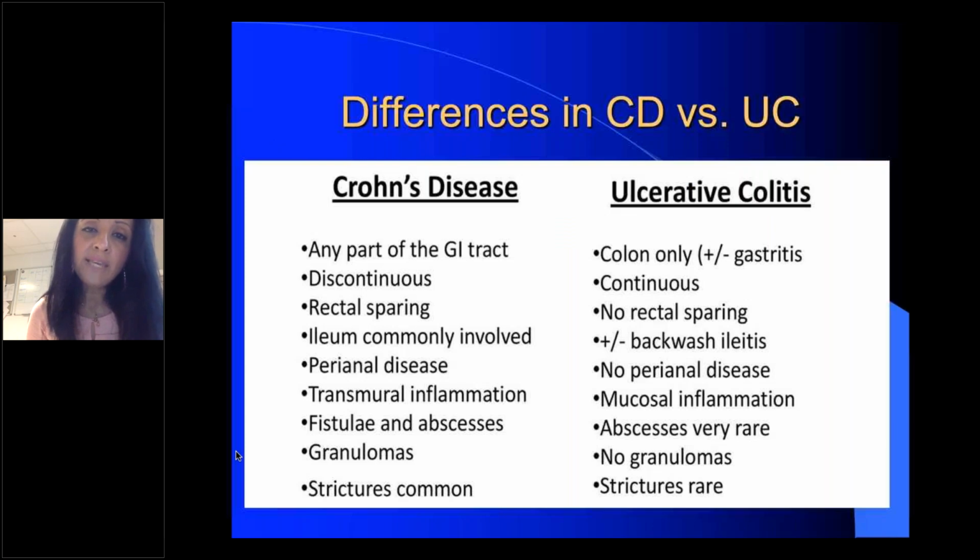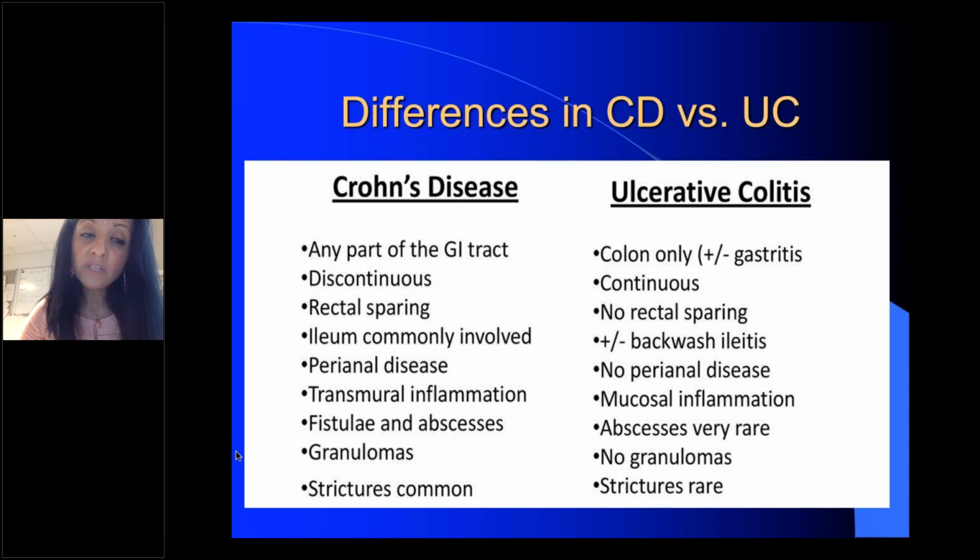So really, broadly speaking, the differences in how we as gastroenterologists can tell between the two is, as I said earlier, Crohn's disease really can affect any part of the GI tract from the mouth to the anus, whereas in ulcerative colitis, you are only talking about the colon, although some patients may have part of the stomach involved with gastritis. Now, Crohn's disease is a patchy disease, so it's not continuous, whereas ulcerative colitis will be a continuous inflammation of the large intestine. In Crohn's disease, we can often see rectal sparing. This is not that often in ulcerative colitis.